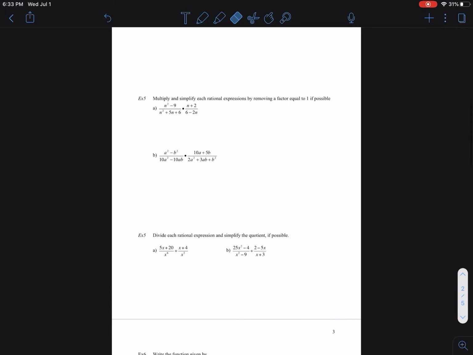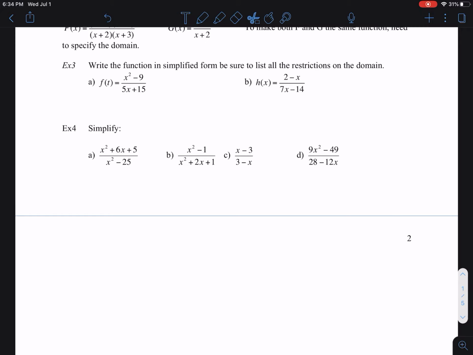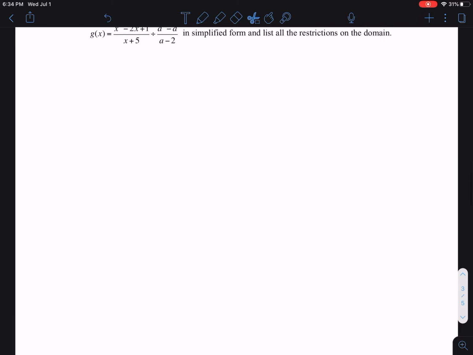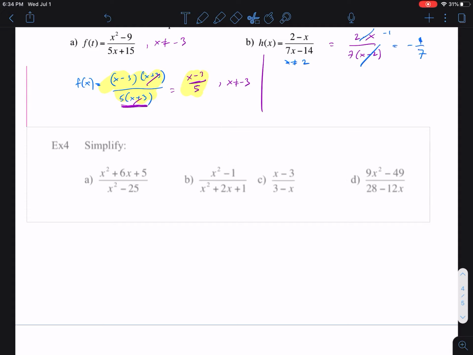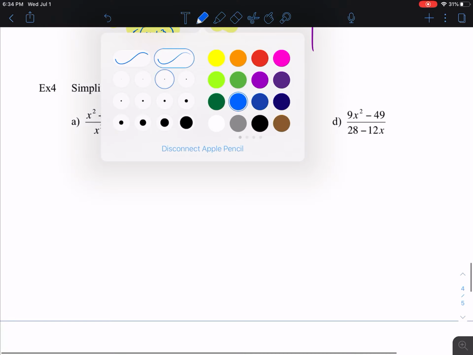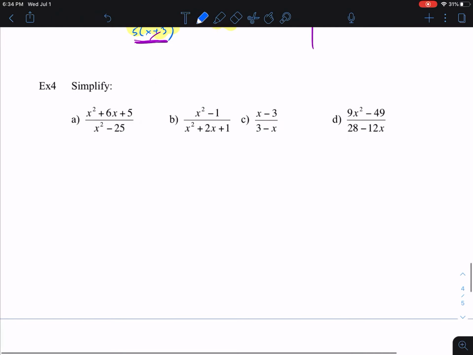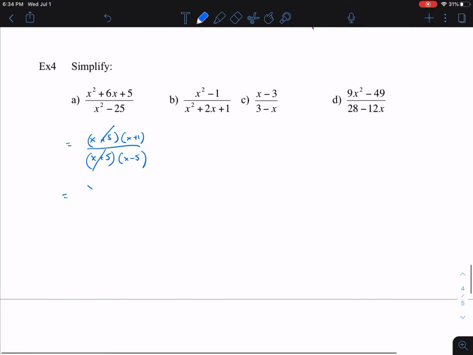Let's do some more examples of how we simplify. Let's do a couple of these. All right, so we want to simplify these rational expressions. We'll mainly use factoring to cancel out the common factor in the numerator and denominator. For a, I can factor the top to be x plus 5 and x plus 1. The denominator is a difference of squares, so x minus 5, so that cancels out. So this simplifies to x plus 1 over x minus 5.